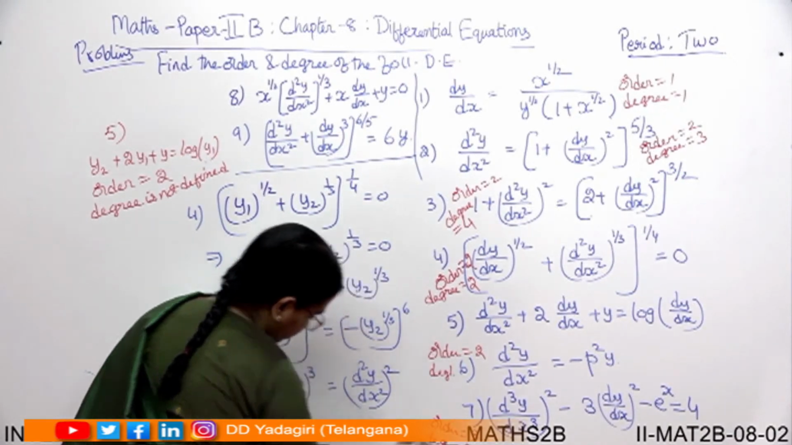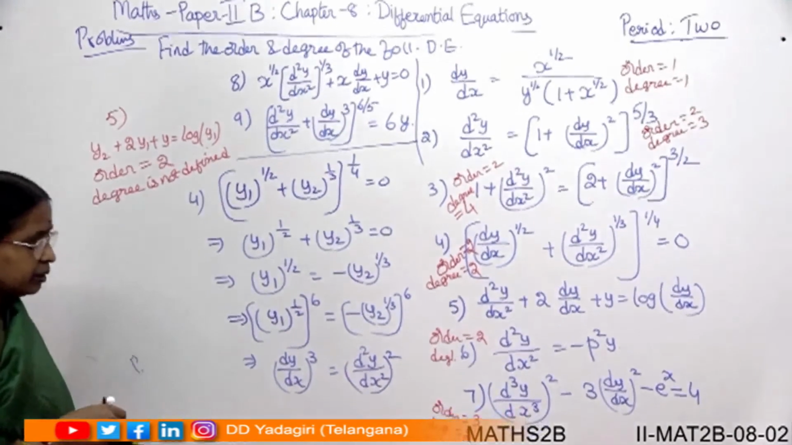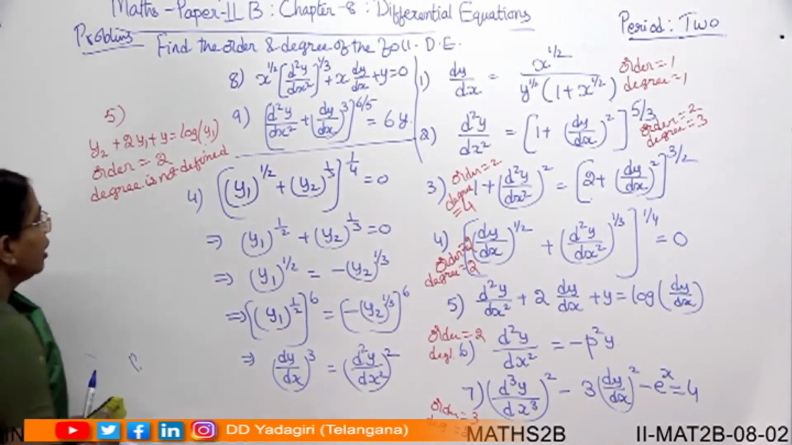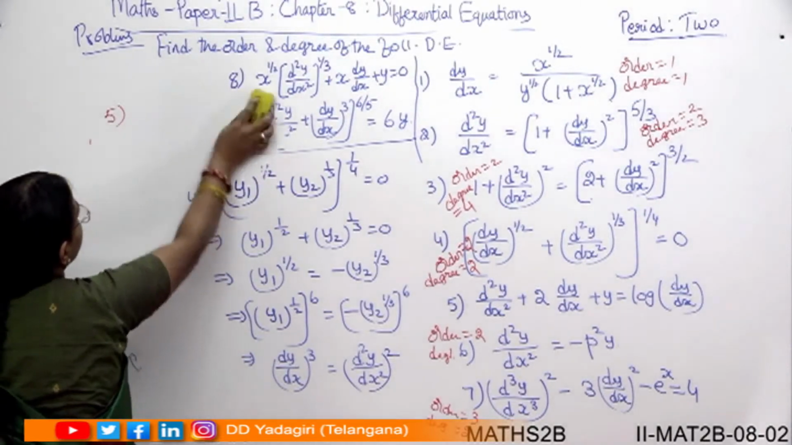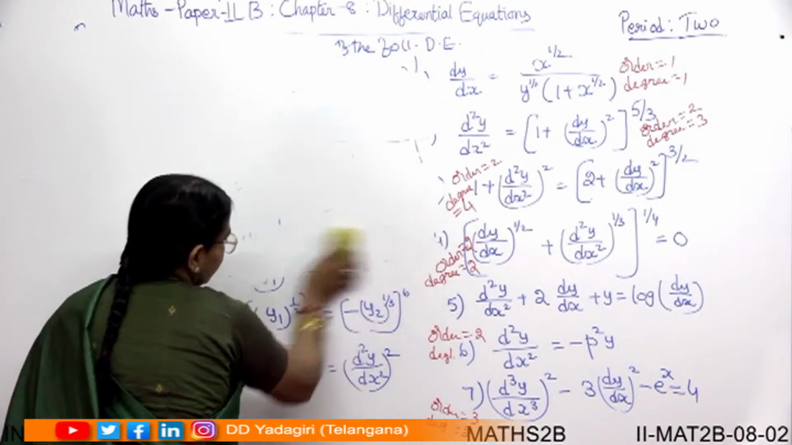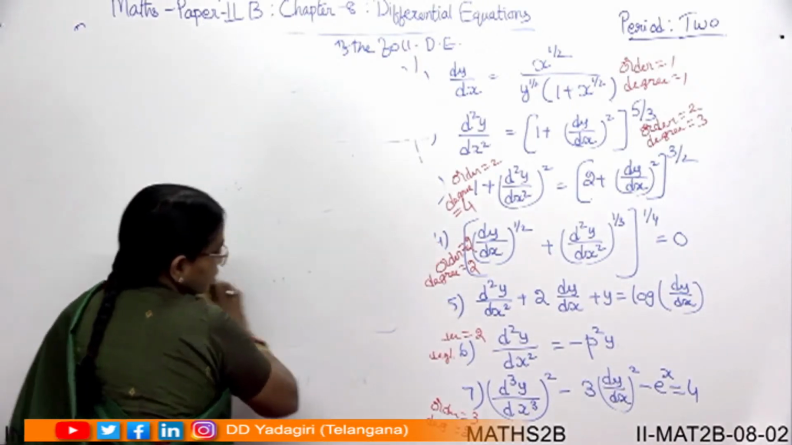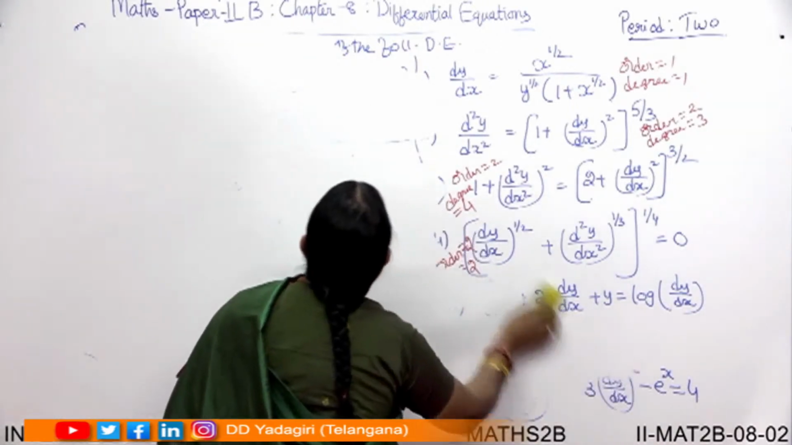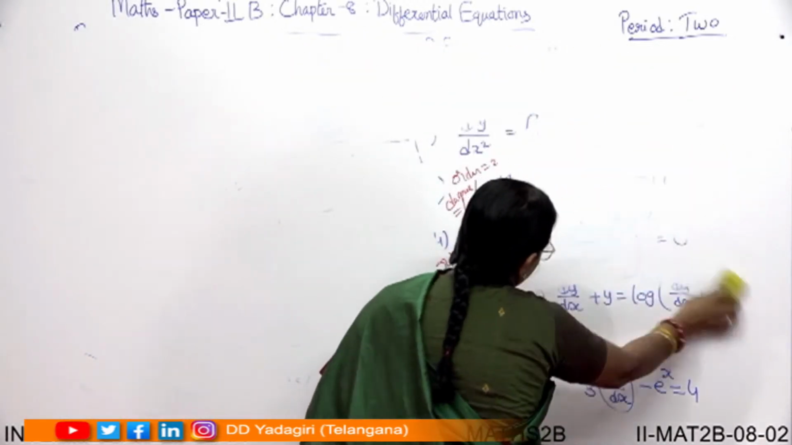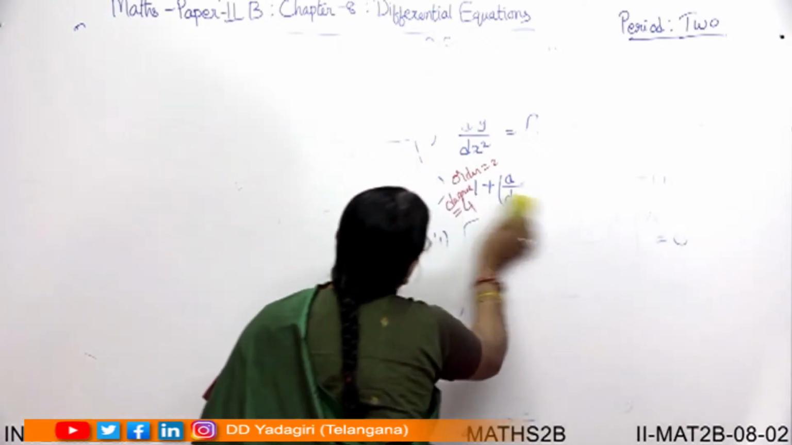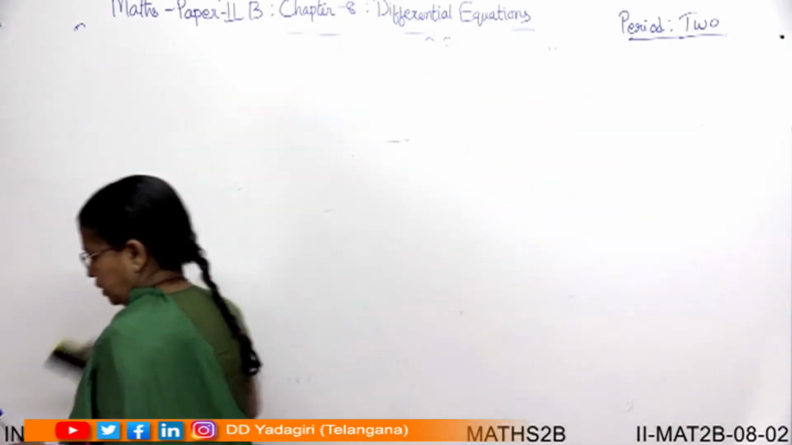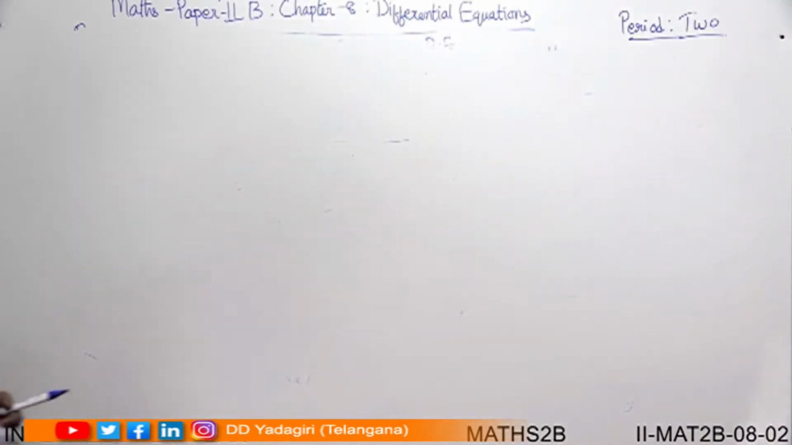Degree is 2. Now we'll learn about the solution of a differential equation: how to form a differential equation and how to write the solution of a differential equation. So these examples are very important. Okay, two more examples I didn't discuss, so we'll do those two also. Here are two examples I wrote.